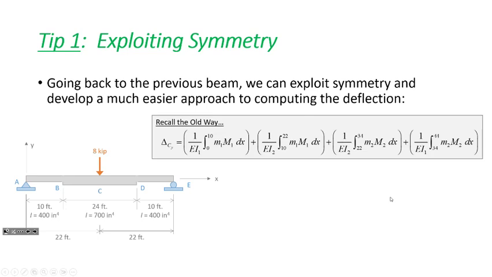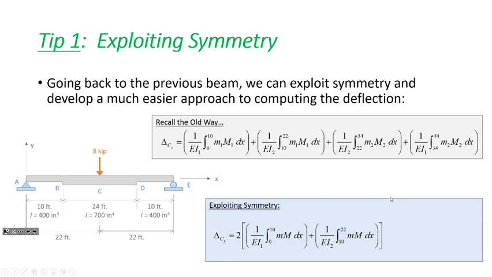Okay? Let's go back to the old way. This would be the old way of doing the problem. The old way would have 4 integrals. We would integrate little m1 and big M1 from 0 to 10 and 10 to 22, and then little m2 and big M2 from 22 to 34 and 34 to 44. What I propose is let's only do the first half and take the entire answer and double it.